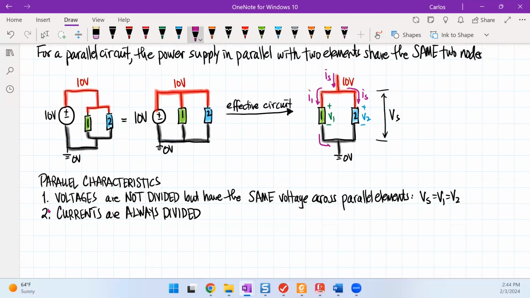And then they recombine I1 and I2 so that what goes into the ground is the source. That being said here, currents are always divided between parallel elements. In other words, I source has to equal I1 plus I2.